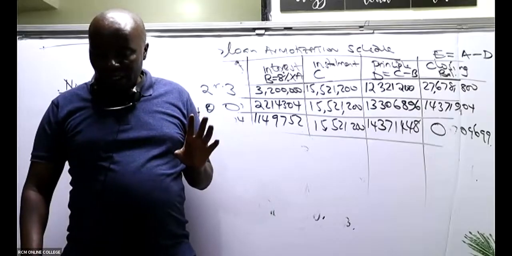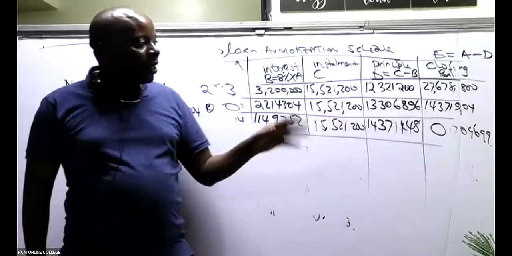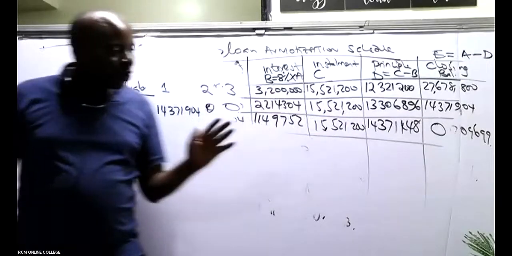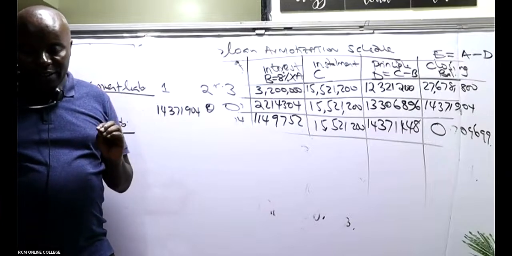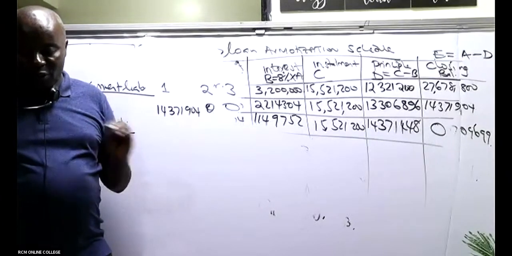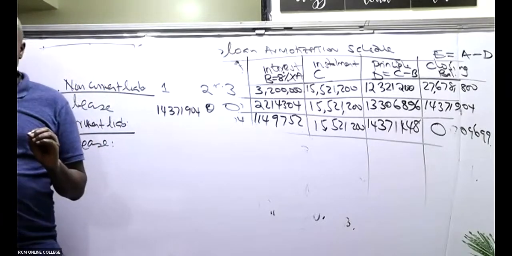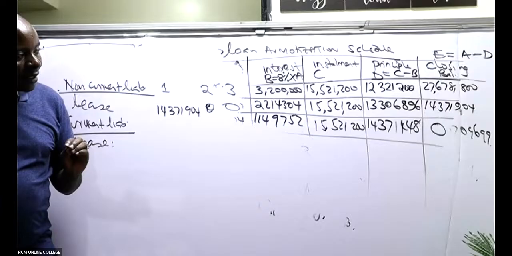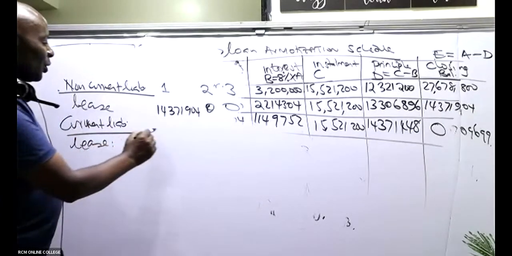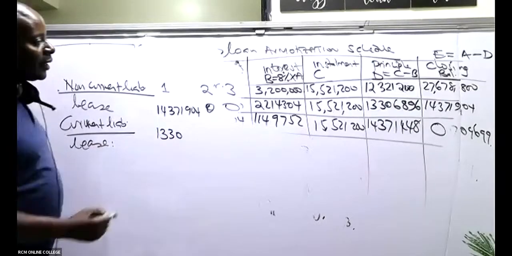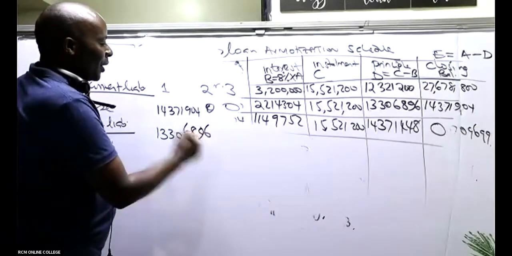Sema, 27,678,800 minus 14,371,904. How much are we getting there, somebody? Yeah, 13,306,896. So we have here 13,306,896.